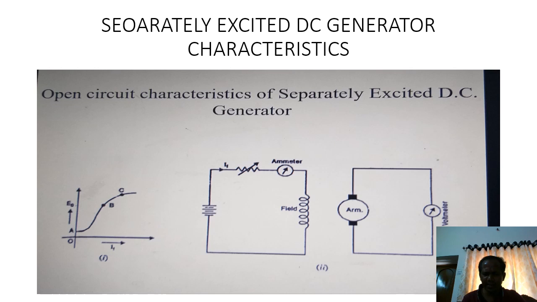In a separately excited DC generator, the field winding is separate. It carries the field current, and we connect a variable resistance, a rheostat, in series with the field winding. This is the battery. A separate DC source is given to the field winding. By varying this rheostat, the current is varied.